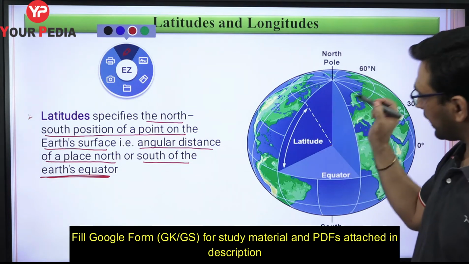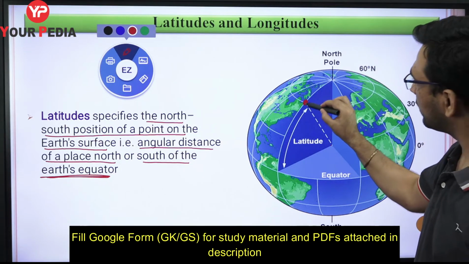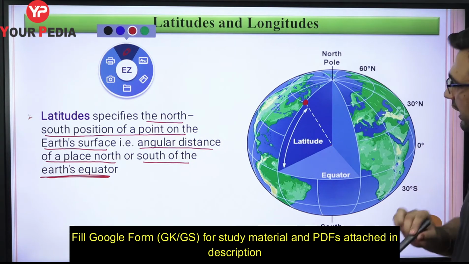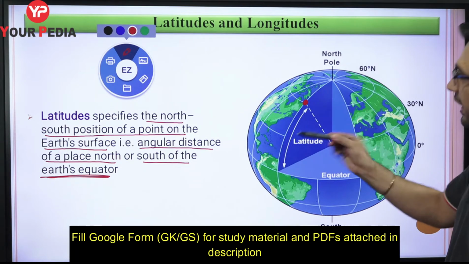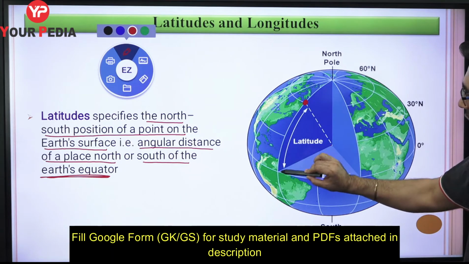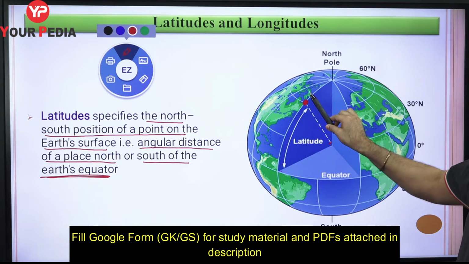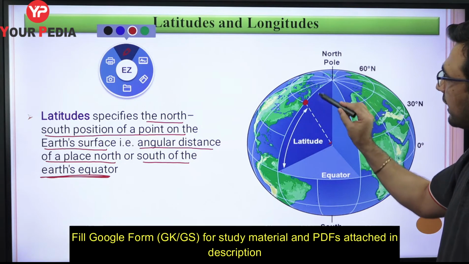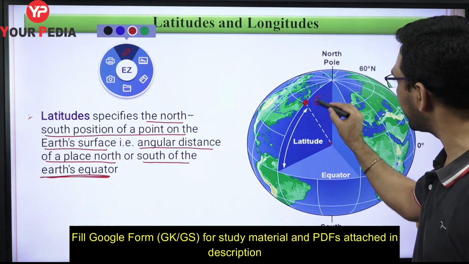So if I ask you, let us say you have a point over here on the surface of the earth, any particular point, and I ask what the latitude of this point is, you will say latitude is simply the angular distance, the angle that this point makes with respect to the equator. If we take a line from the center and move it this way towards the north, and when this line reaches this point, then I will say this is located at, let us say, 60 degrees.